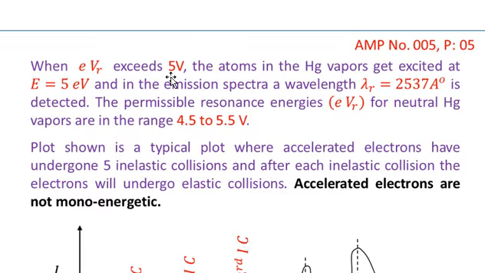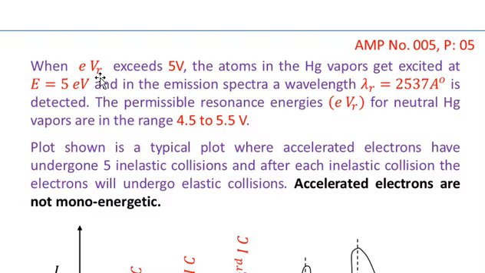When EVR exceeds 5 volt, the atoms in the mercury vapors get excited at a voltage close to 5 volt or less than that, maybe 4 point something, for example 4.887. Here I have rounded this value, but the exact value of E at which the vapors will accept the energy is 4.87 electron volt, which corresponds to the exact energy of the discrete value. So you can make a correction over here. This E is actually 4.87 electron volt as reported in the Franck and Hertz experiment.